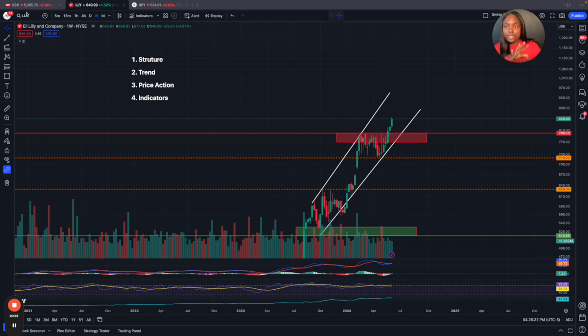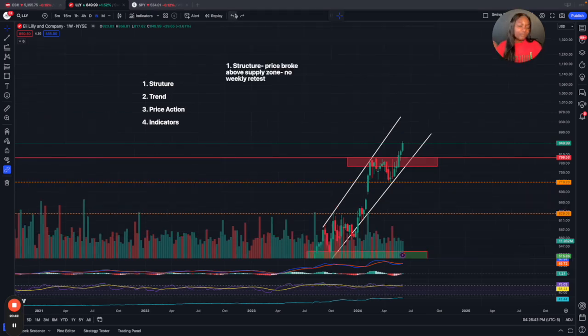All I'm doing right, did I spell structure wrong? No. All I'm doing right here is writing down my observations for each step, and then we'll wrap it up together and see what it gives us, all right? So for step 1, when I'm looking at the structure, I see that price broke above the supply zone, but we do not have a retest here on the weekly. We do not have a retest yet.